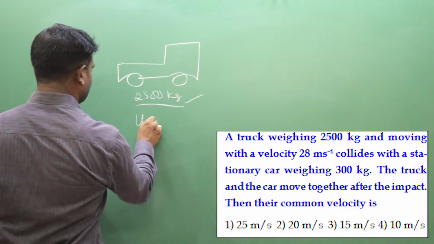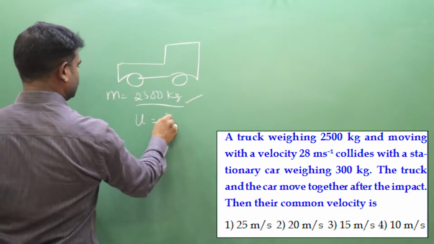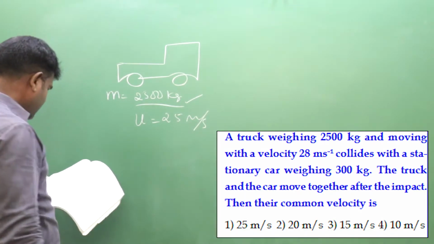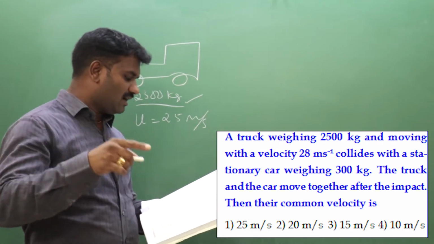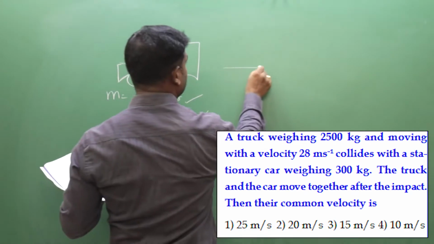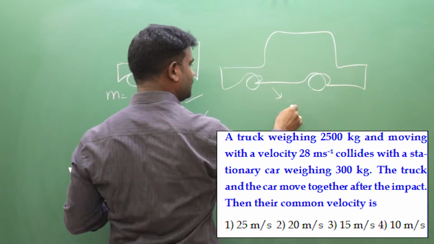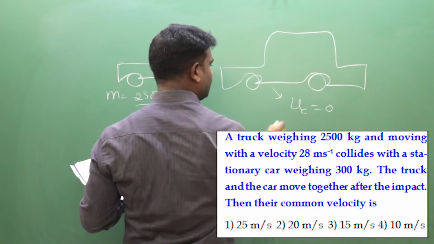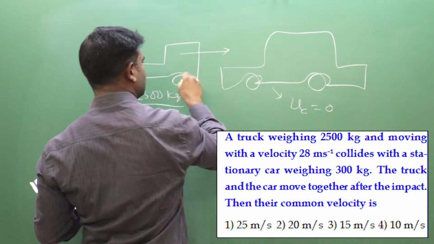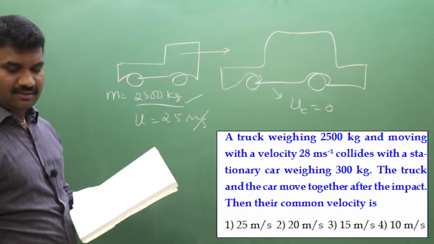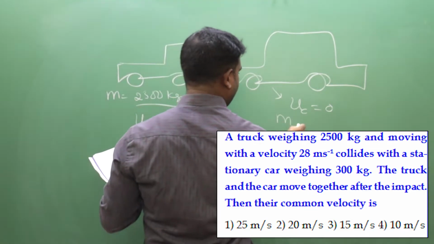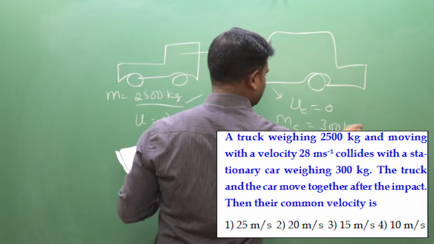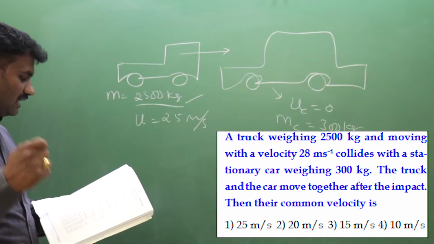So its velocity is 25 meter per second. Collides with a stationary car weighing 300 kg. So this is the stationary car. Its velocity of car is equal to 0. It is moving in this direction. It collides with that car. Its mass is 300 kg. The truck and car move together after impact.